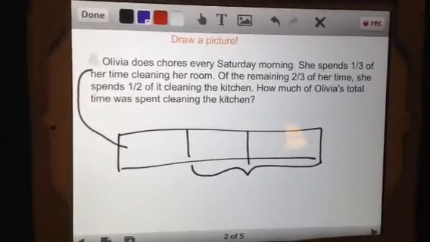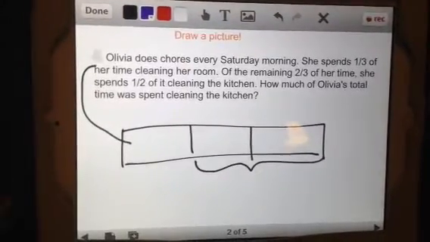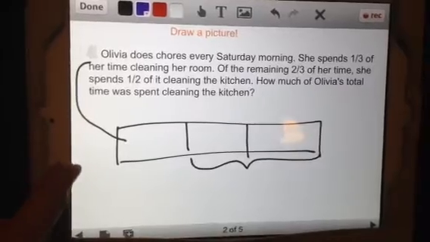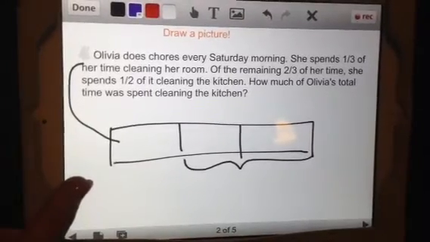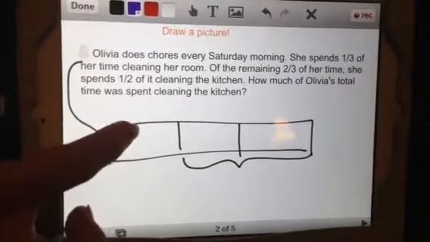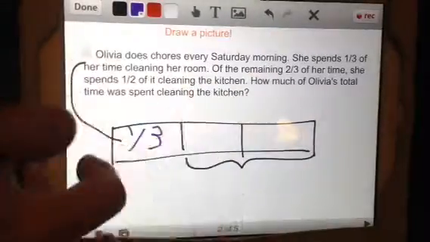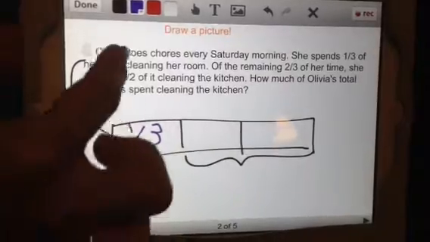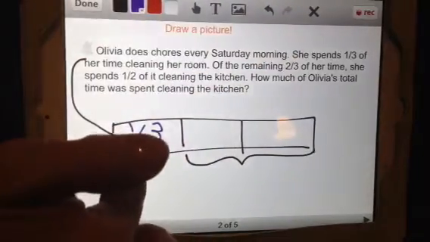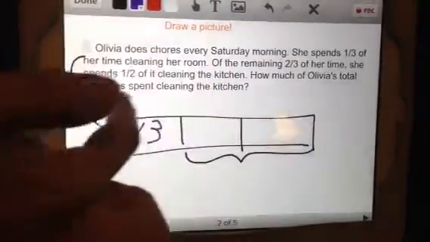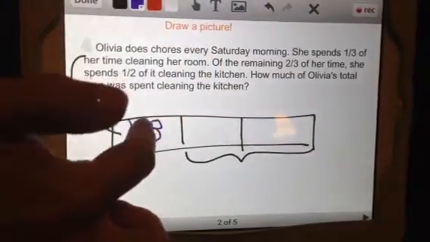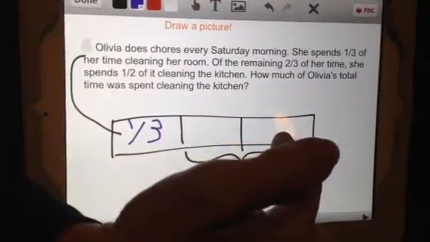This one's a little bit hard, and you almost have to draw a picture to make sense of it. Olivia does chores every Saturday morning. She spends 1/3 of her time cleaning her room. That's this one right here. So 1/3 of her time. And where did this come from? Well, I created this because it said 1/3. So if I've got 1/3, then I need to go ahead and do a whole and then say this is 1/3 of it. This is 1/3 and this is 1/3.